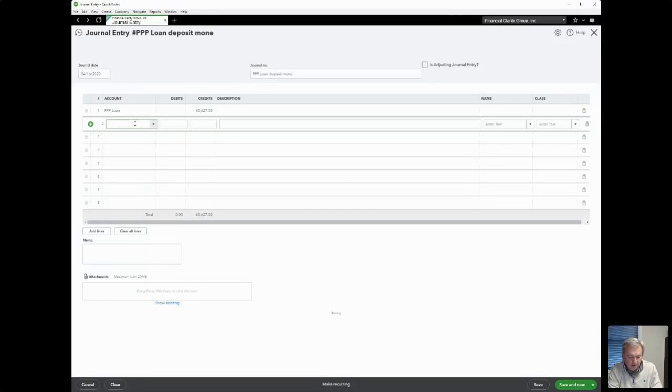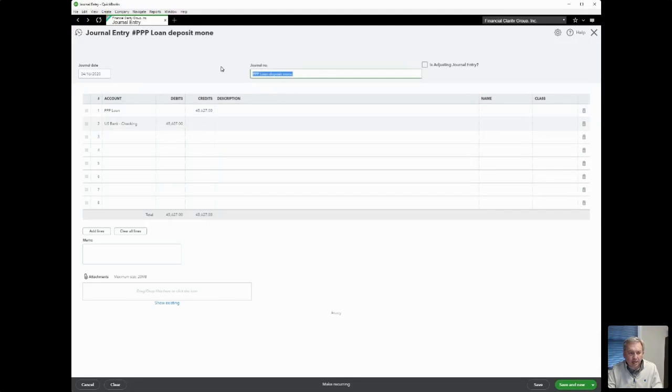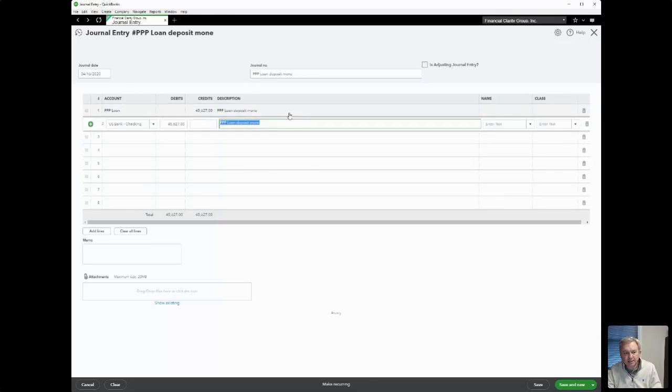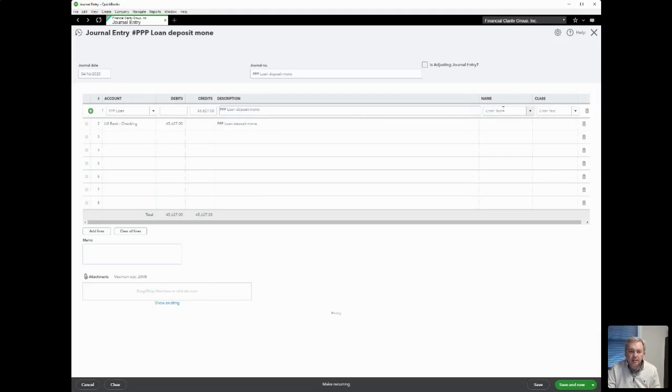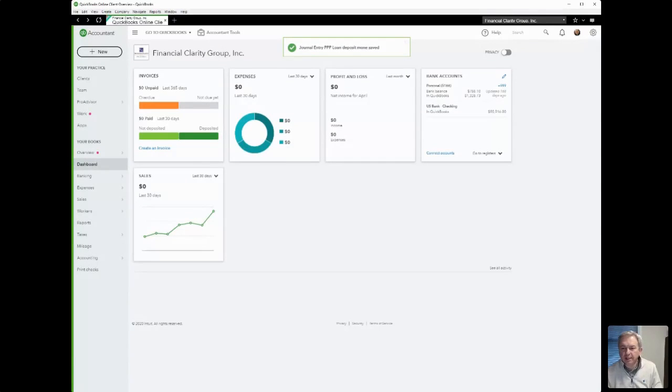The offsetting account is going to be your bank, and it might be your checking account. Again, you can put a description on either of the two lines, or you can copy that description and paste it in there if you want. It's not necessary to put either of those in there. You would leave the name blank on both lines, and more than likely you would leave the class blank as well. Then you can save and close that. That also creates the loan on your balance sheet, and it puts the money into the bank account.